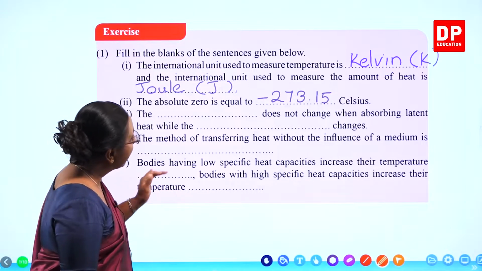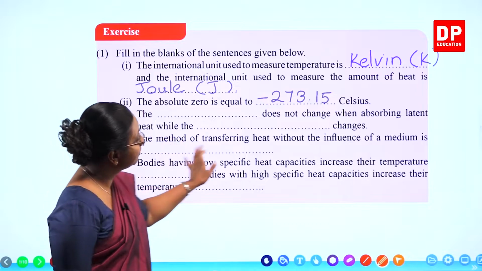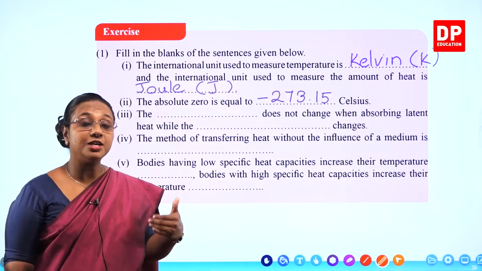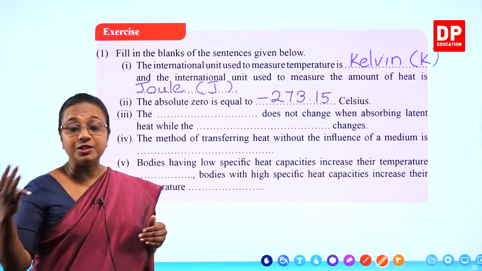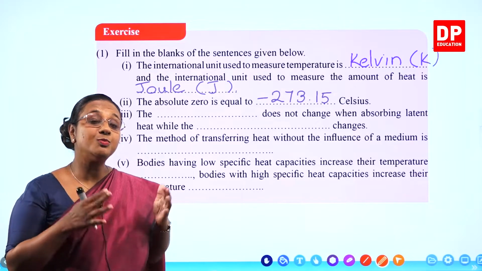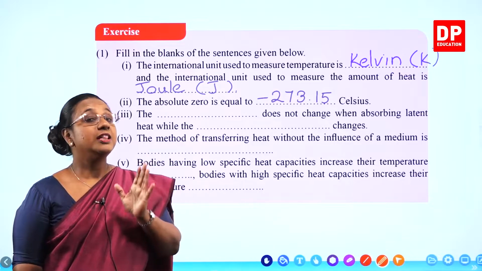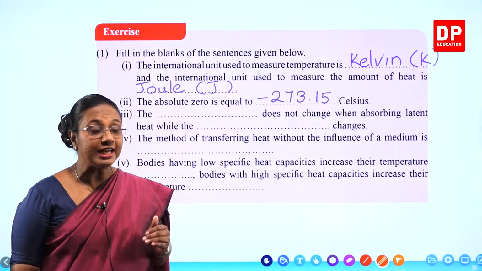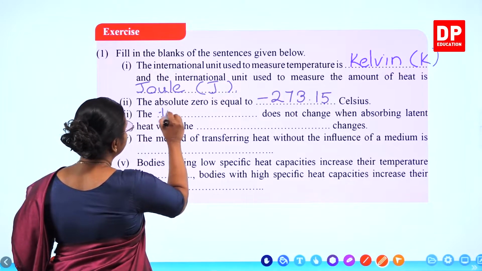Third one, the blank does not change when absorbing latent heat while the blank changes. So, what is that? You all know when substances undergo state change, solid to liquid, that is melting or fusion, and liquid to gas, boiling. What happens there? They absorb heat. The heat is used to break the attraction between the constituent particles. So, therefore, there is no temperature change, but still we need to provide heat. And what do we call that? The latent heat. So, the temperature does not change. That is what we have to say here.